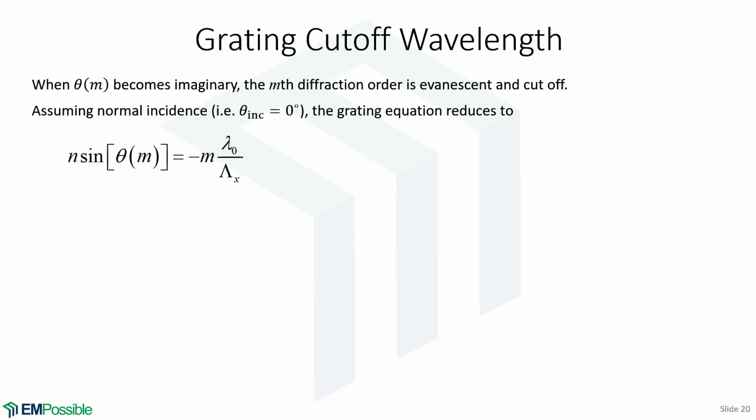So let's just simplify this. Let's look at the normal incidence case. So that means our theta incident is 0 degrees, and we had an n sine term sitting here, but sine of 0 is 0, so that term disappeared. So our grating equation simplified.